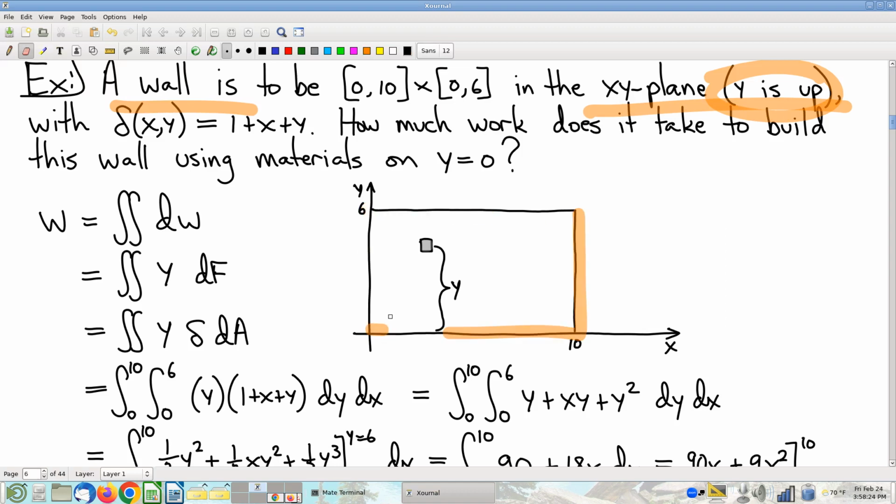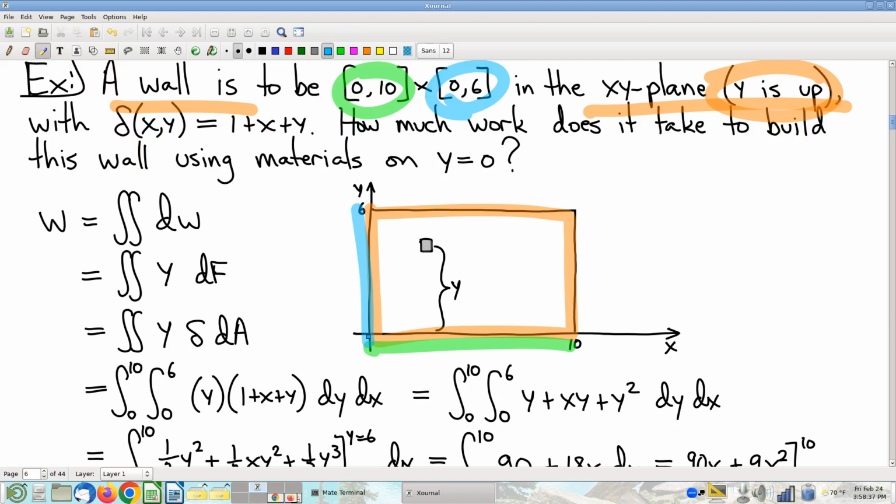I don't know why my stylus isn't working well. Let me try that again. Here we go. There's my wall. Notice 0 to 10 on the x-axis, 0 to 6 on the y-axis. So this is a 6-foot tall wall that's 10 feet wide.